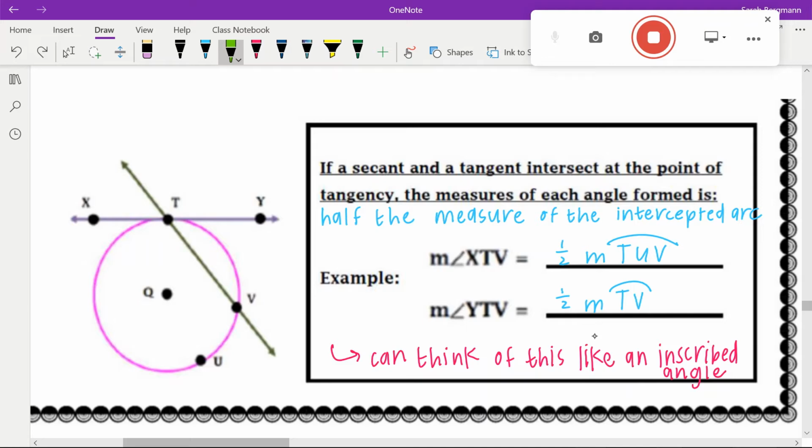If we wanted to find the measure of angle XTV, that would be this angle here. What we do is take half the measure of arc TUV. Arc TUV is this major arc here cut off by that angle. Similarly, if we want to find the measure of angle YTV, that's this angle here, what we need to do is find half the measure of arc TV. So we're just finding half the measure of this arc that it cuts off.